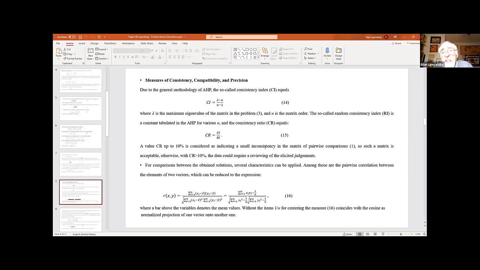Then classical measures like the consistency index and consistency ratio are useful measures. Without them, we indeed don't know whether it makes sense to consider those vectors for making sense of estimations.